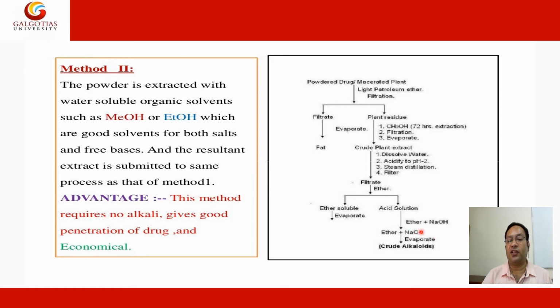The filtrate is taken in ether, and the ether-soluble part is evaporated. The acid solution is treated with ether and sodium hydroxide, and the ether layer gives the crude alkaloidal extract.